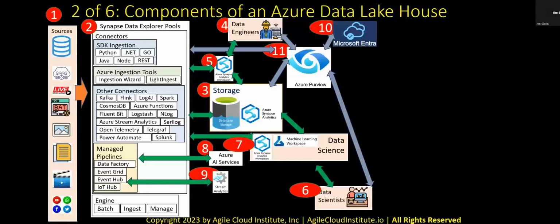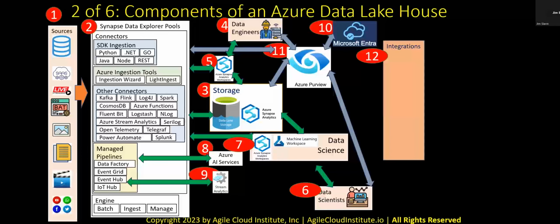Number 12 on the slide shows integrations that the end users of the data lakehouse will use in order to consume data from the data lakehouse. These integrations will be used by apps and systems. The end users will use the apps and systems that use these integrations. Some of the types of integrations include SQL queries, business intelligence tools, machine learning tools, and live streaming data tools.